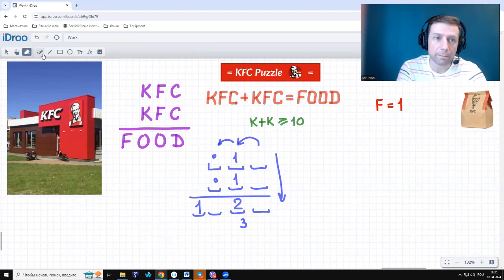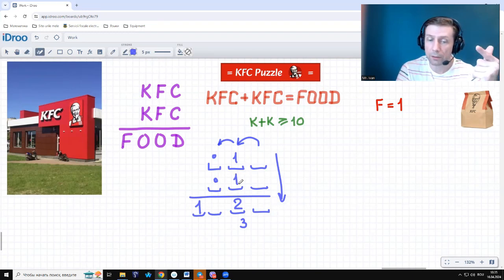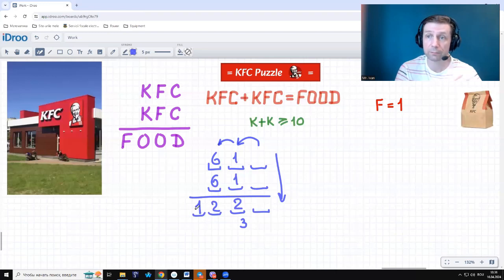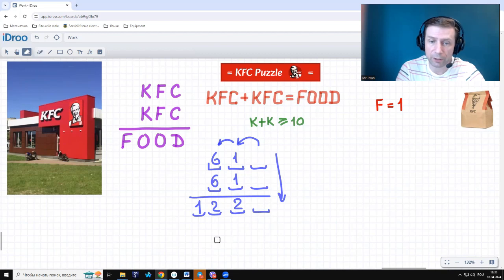So this is an even number. Then the only option to have 2 in this place value is to have 6. So 6 plus 6 is 12, okay? And if it's 12, then we put 2 here, right? And 1 exactly goes here. That perfectly matches, right? Okay, so 3 is not an option here.